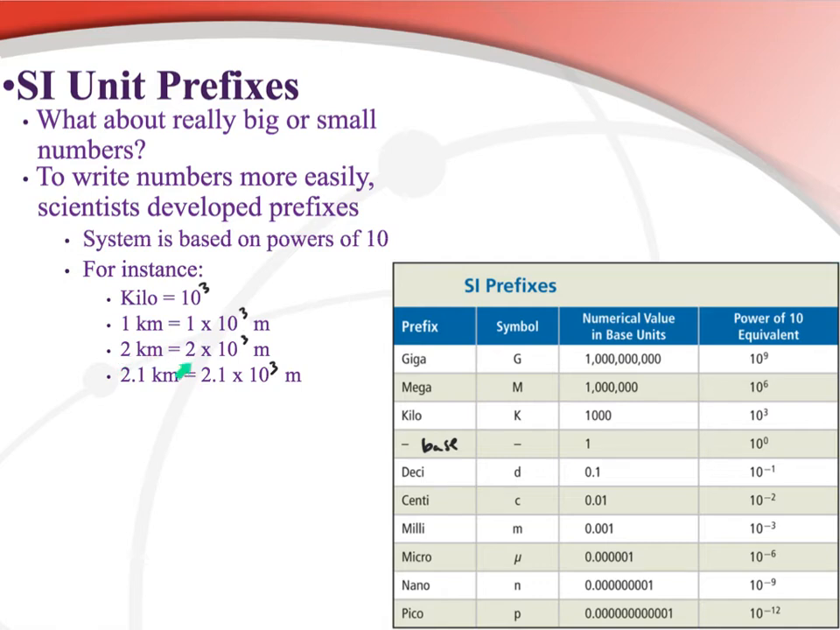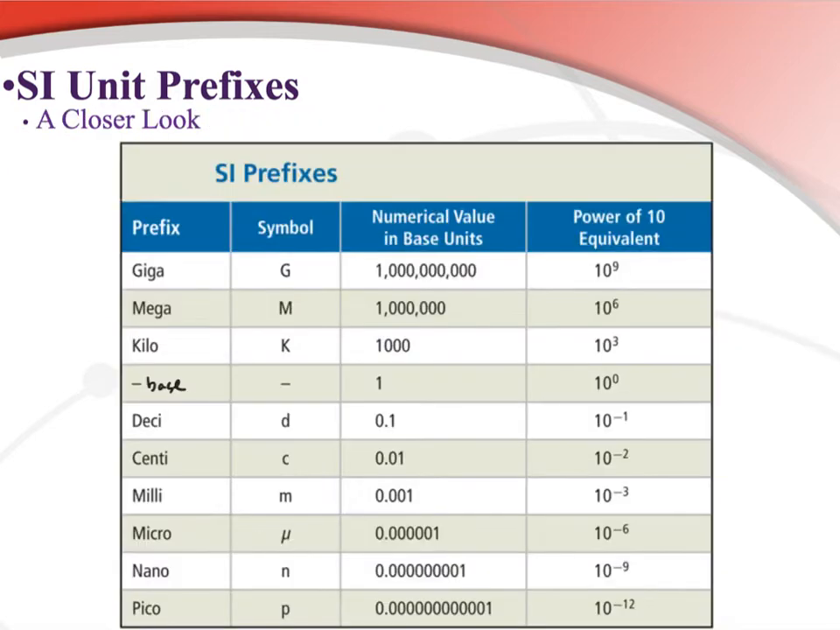Let's say you had 2 kilometers. Well, it's 2 times 10 to the third meters. If you had 2.1 kilometers, it's 2.1 times 10 to the third meters. So really all we're doing here is just using times 10 to some exponent. We're more or less getting things written in scientific notation, which is, again, why we learned that. It makes it easier to do the math.